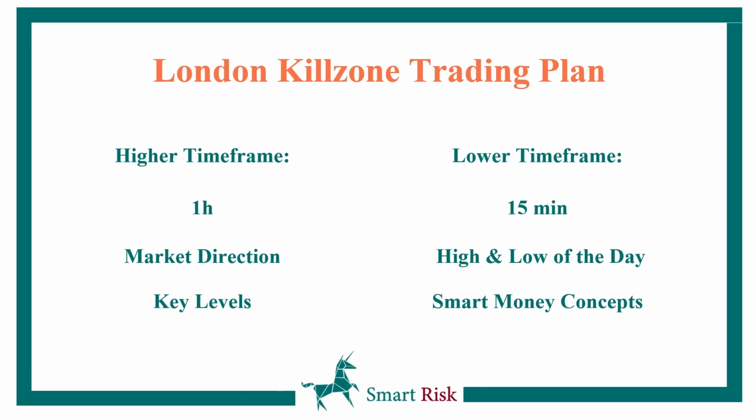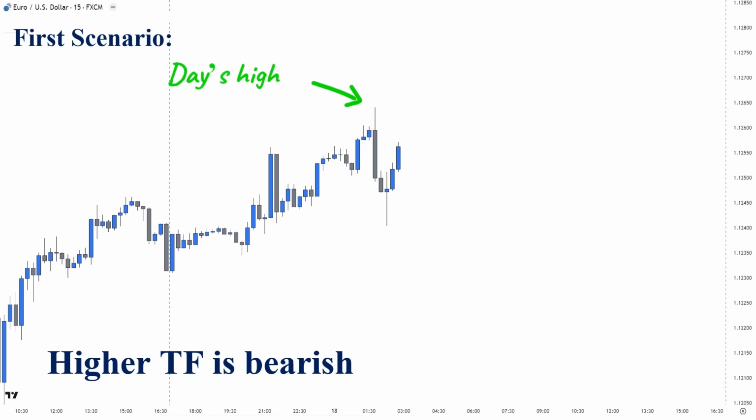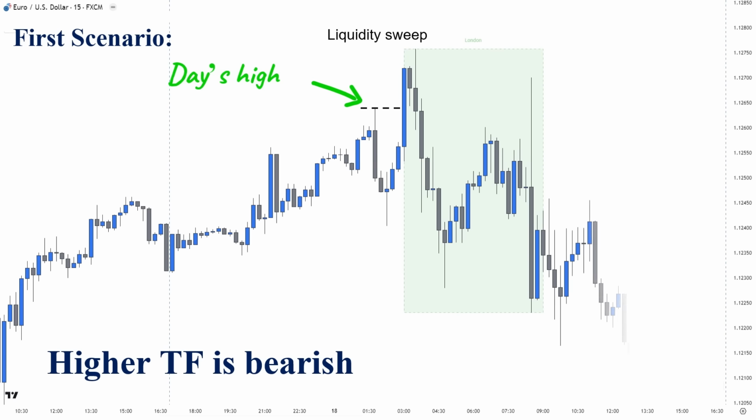the Asian session. And then, we usually witness 3 common patterns that happen when the London Killzone begins. In the first scenario, the price heads for sweeping liquidity beyond the high or low of the day that the Asian session created. Then the price continues pushing in the same higher timeframe direction.